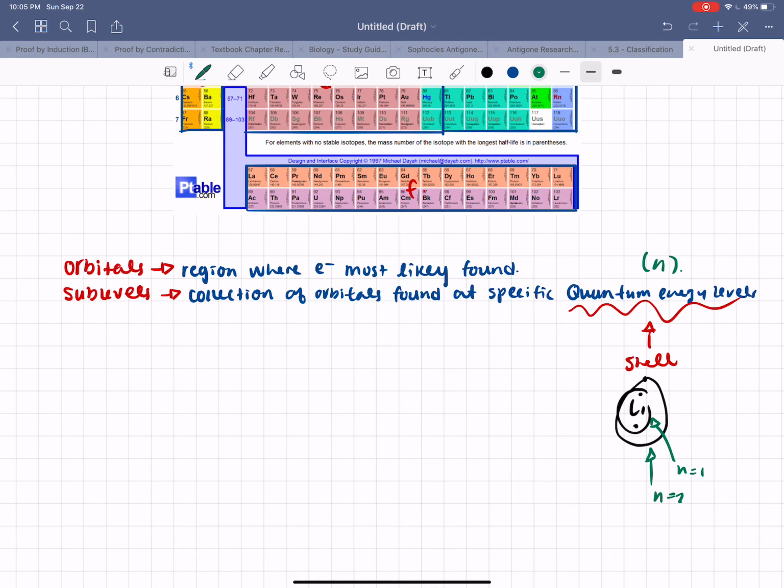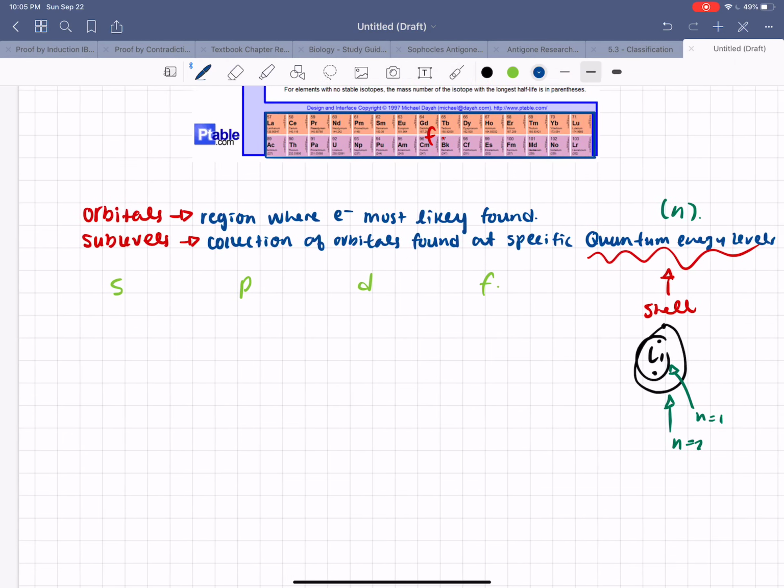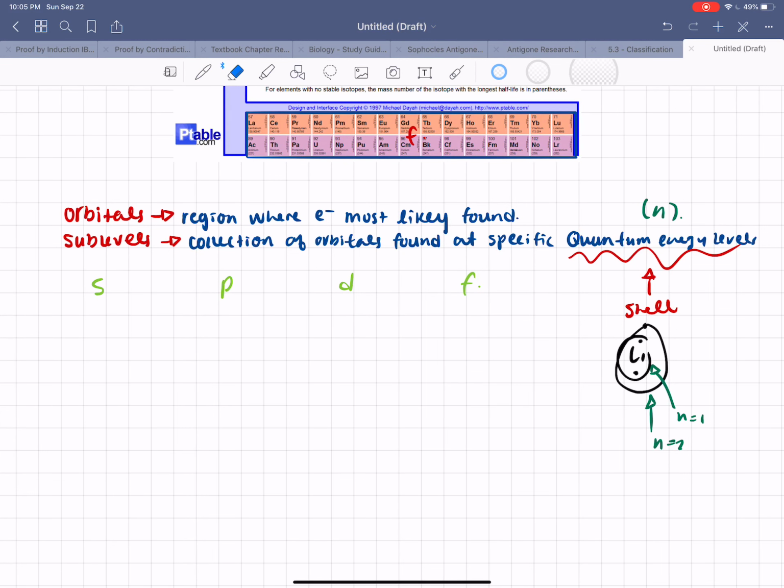Sublevels, on the other hand, there are 4 types of sublevels. There is the s sublevel, the p sublevel, the d sublevel, and the f sublevel. The IB only really requires you to be able to draw the s and p sublevels, so I will do that for you.